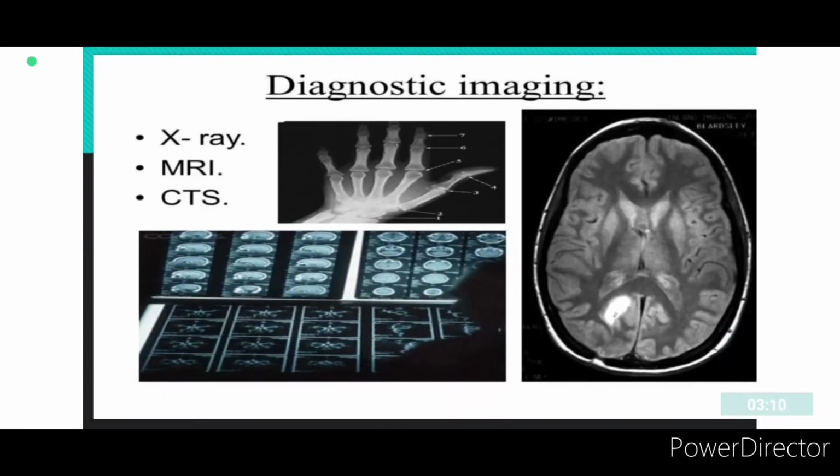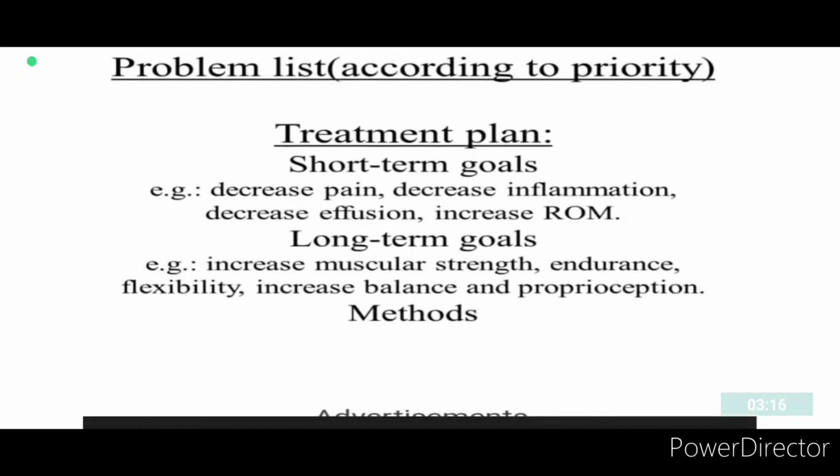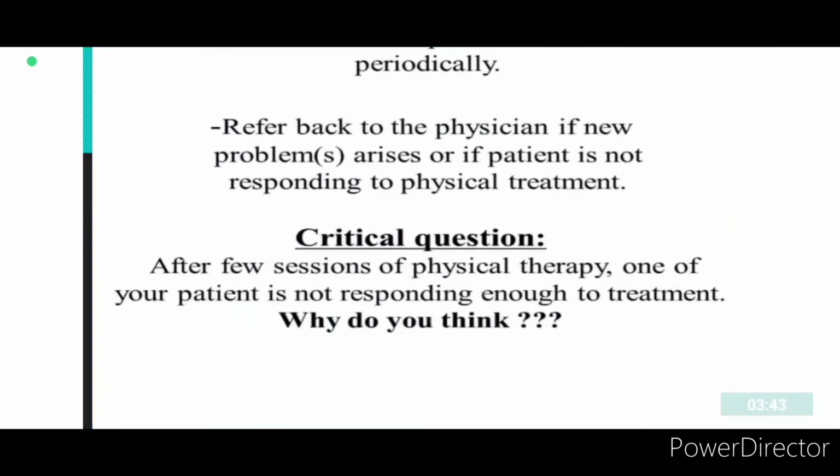Diagnostic imaging: X-ray, CT scan and MRI. Problem list according to the priority. Treatment plan. Short-term goals: decrease pain, decrease inflammation, decrease effusion, increase range of motion. Long-term goals: increase muscular strength, endurance, flexibility, increase balance and proprioception. Methods. Refer back to the physician if new problems arise or if the patient is not responding to physical treatment.